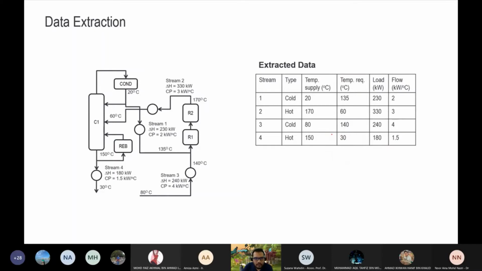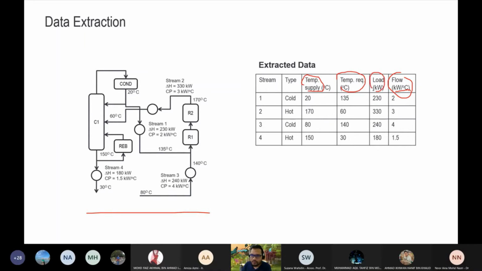Come back to our small example. Once we know the flow, this flow is MCP. It's not only the kilogram per second or kilogram or mass, but in this case it is MCP: kilogram per second multiplied by kilojoule per kilogram degree C. So that's why we get this kilowatt per degree C unit. This MCP is very important, and then we know the supply temperature, we know the required temperature, and from these three items we then calculate the load.